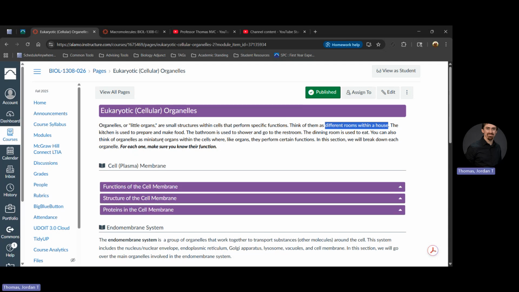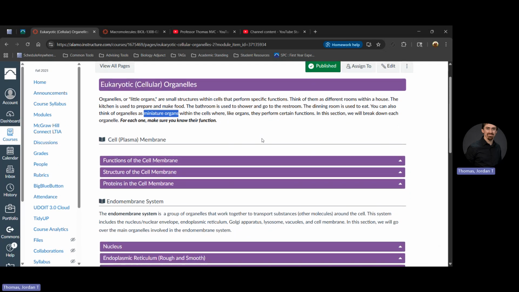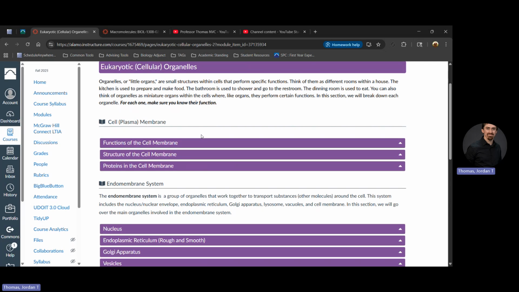Another way to think about this is that they're miniature organs, just like our organs. How we have our lungs to breathe, we have our brains to think and process information, we have our heart to pump blood, and so forth. Each organelle in this list has a very specific function that it does within the cell to help the cell function. So in this section, we're going to go over all the organelles within a cell. The key thing I want you to know, because I'm about to give you a lot of information, is know the function of each one. As long as you know the general function of each organelle, that is all you need to know.